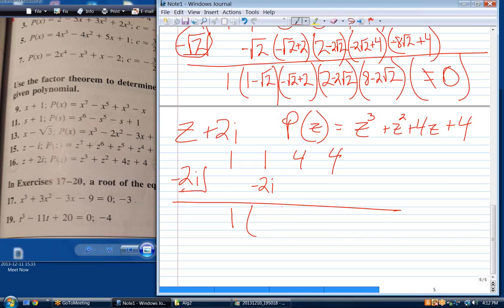You get a negative 1i. No. In other words, you get 1 minus 2i. Okay. When I add 1 plus a negative 2i, this is what I get, 1 minus 2i. Okay. Now multiply this.